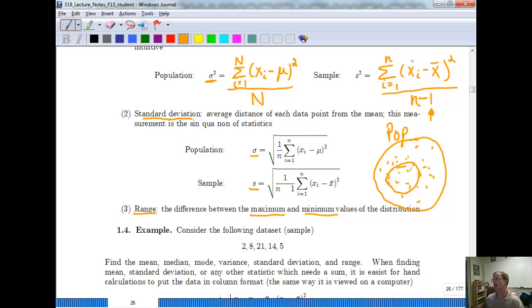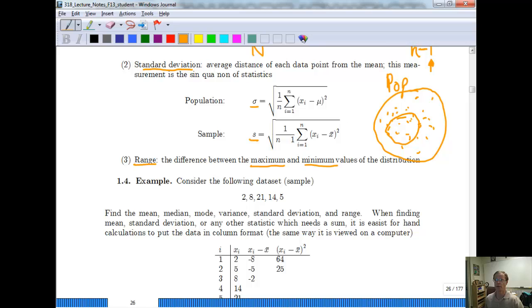And so what happens is we tend to underestimate the population variance on average if we didn't use this minus 1. So we subtract 1, we're dividing effectively by a smaller number and slightly increasing the result, which gives us an unbiased estimator of this value, as can be shown using expected value theory.